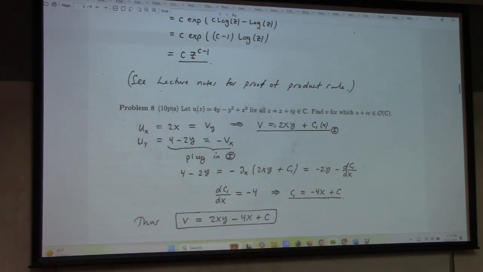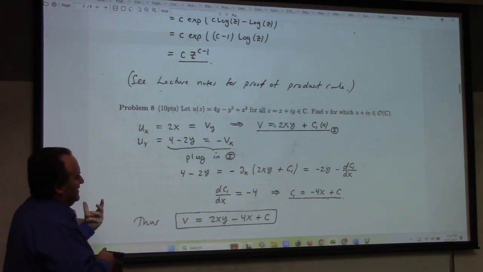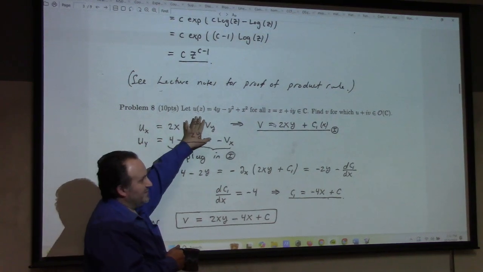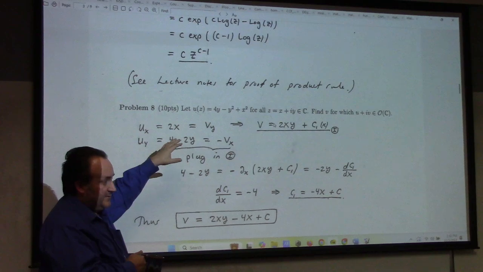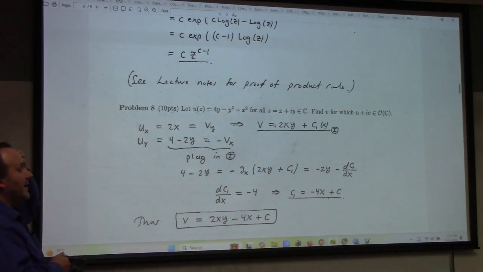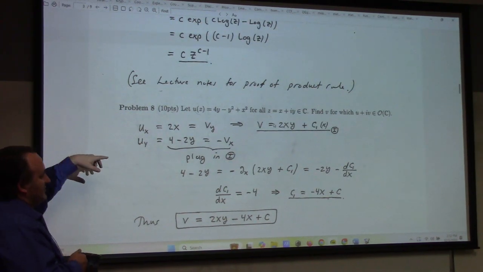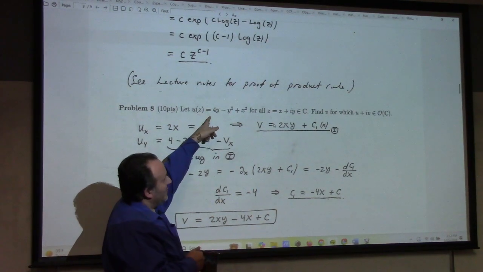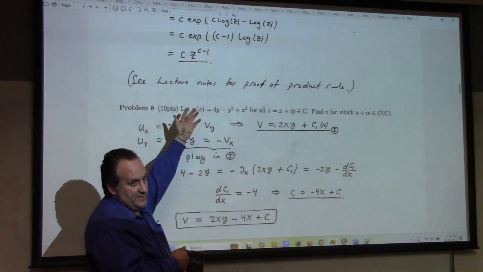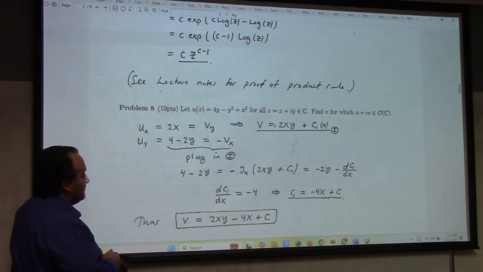Problem 8 was a standard one: here's half of a complex differentiable function, find the other half. We call that the harmonic conjugate problem. If I have a function which is harmonic, what does that mean? To say u is harmonic means that uxx plus uyy equals 0. It solves Laplace's equation. And it's easy enough to check that this is harmonic because uxx is 2 and uyy is minus 2, so 2 plus minus 2 is 0. So that's a harmonic function.